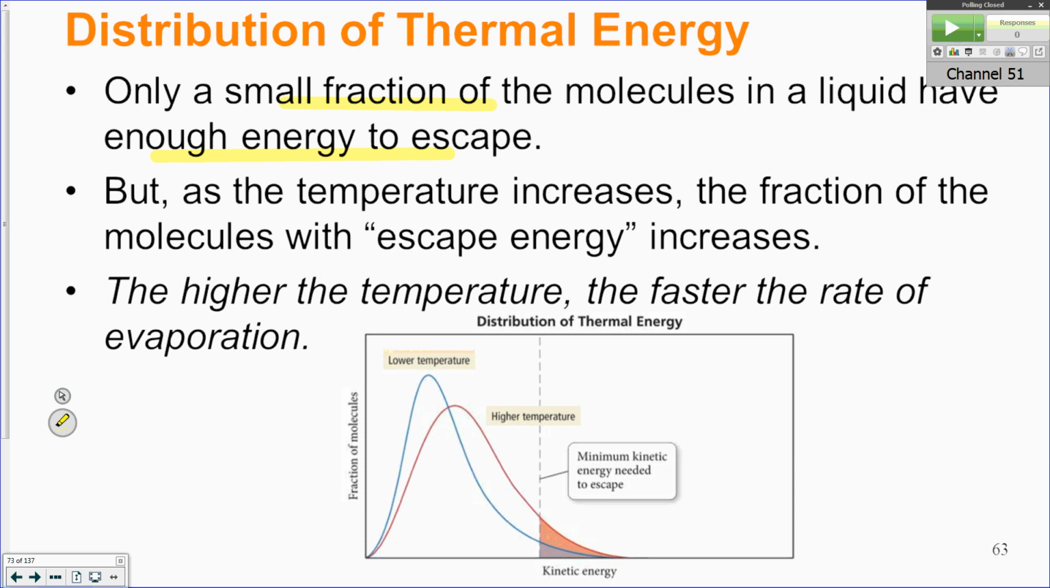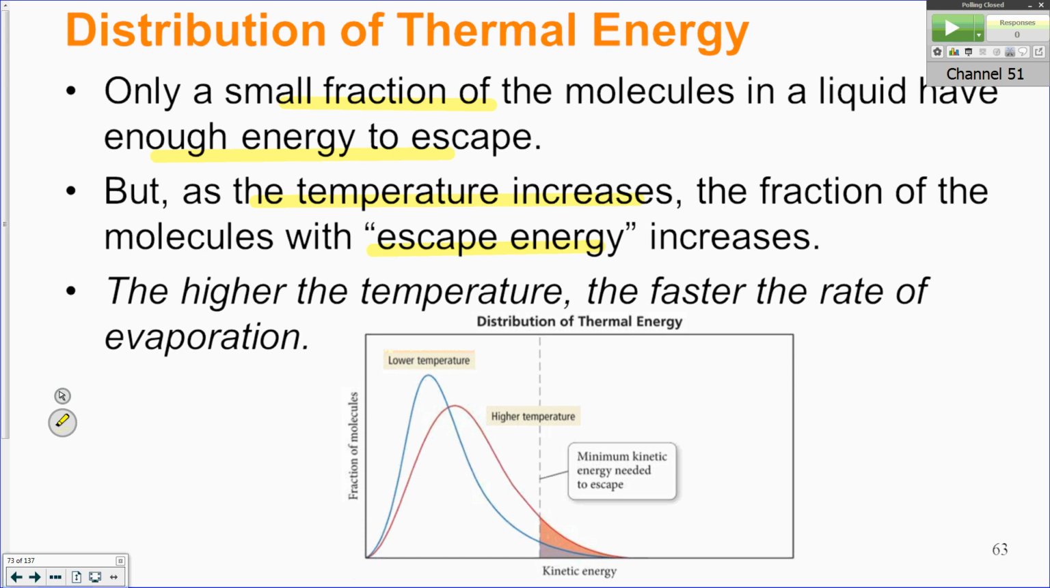But that changes with temperature. And we call the amount of energy required to get free the escape energy. And it increases with temperature. The higher the temperature, the higher the rate of vaporization. We can see this in the summer. You drop some water on a hot sidewalk, and you look back in a minute, and it's completely vaporized. And when it's cooler in the winter, you drop that water, and you come back in an hour, and you still see the traces of the liquid there.